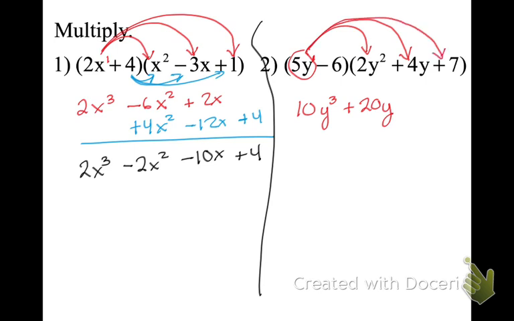This is plus 35y. Oops, I did something wrong. Because I shouldn't have like terms. If these aren't like terms, so 5y times 4y makes 20y squared.